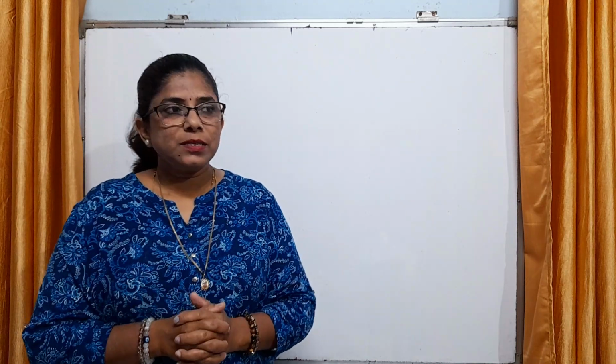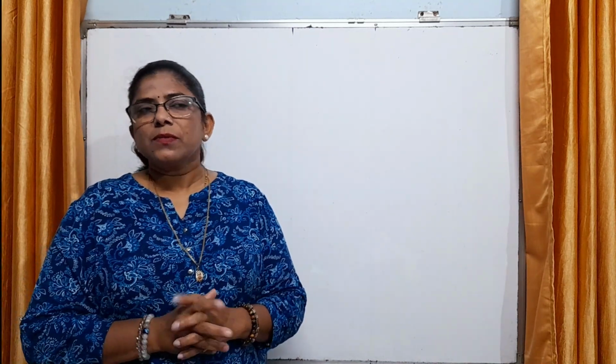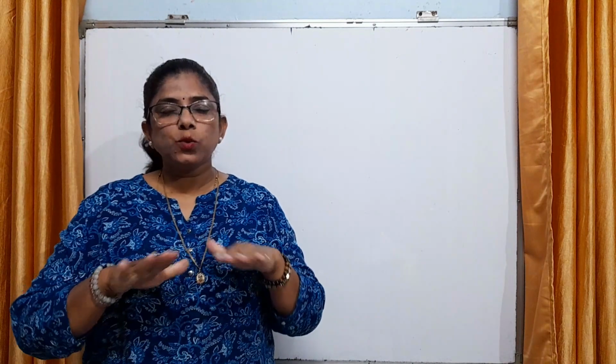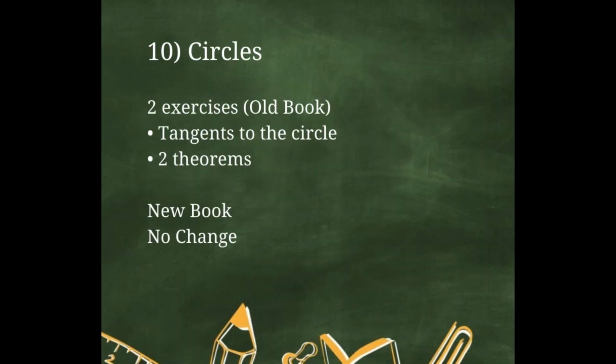Next chapter in this part 2 is circles. In this circle chapter, there were 2 exercises with 2 theorems. So even in this chapter, there is no change. Circle chapter is as it is with 2 exercises and 2 theorems.